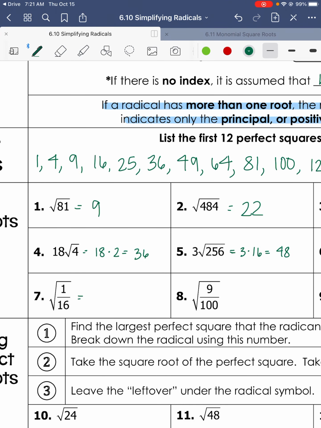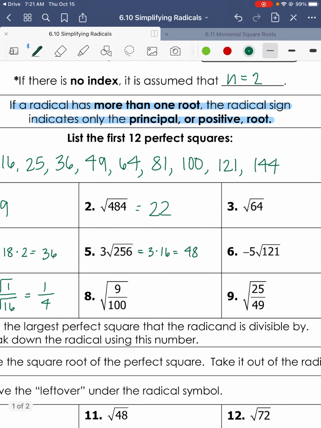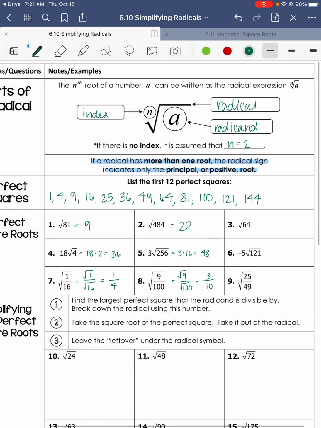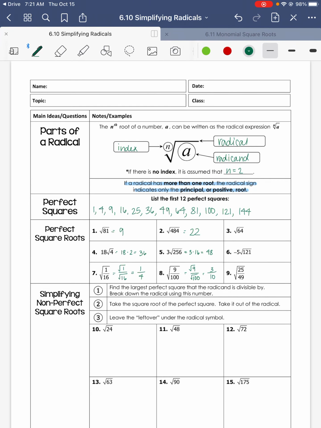And then if we take a look at these roots here, is one of the rules I gave you yesterday. We can actually split this up into the square root of the numerator over the square root of the denominator, where the square root of 1 is 1, and the square root of 16 is 4. Okay, so this simplifies down to 1/4. Same thing with this one, the square root of 9 over the square root of 100 is equal to 3/10. Okay, so there's some of those.